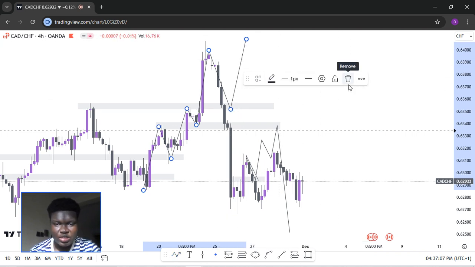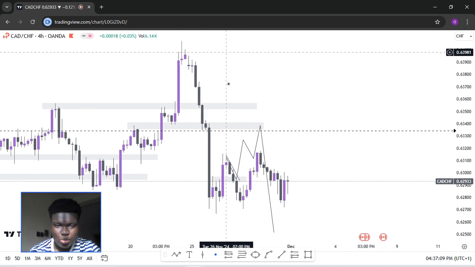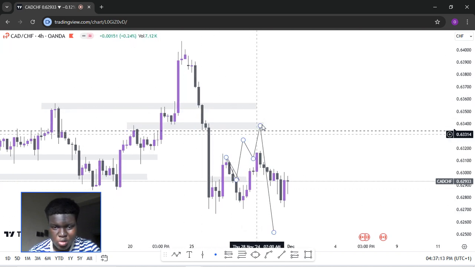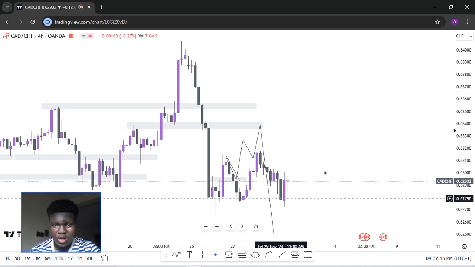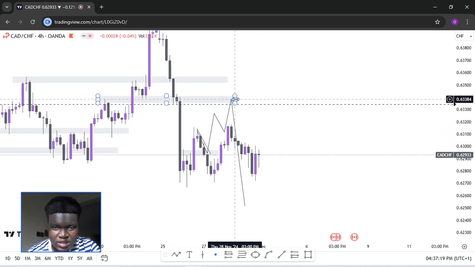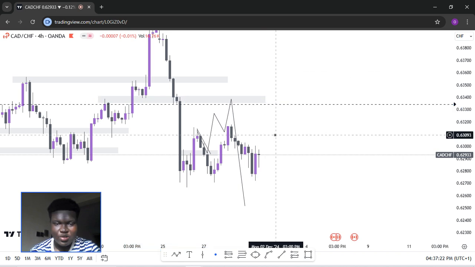Price switched bearish. After price switched bearish, price now gave us this lower low. So I'm expecting this lower high to continue this lower low. And as you can see, my alert is still active on the zone. Price didn't make it to the zone before selling.